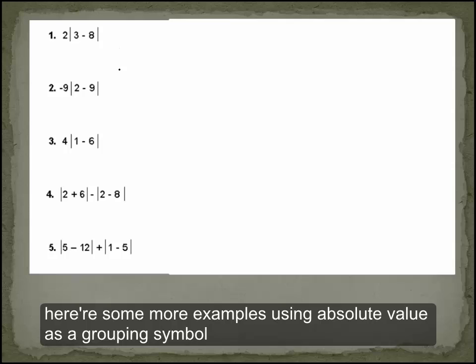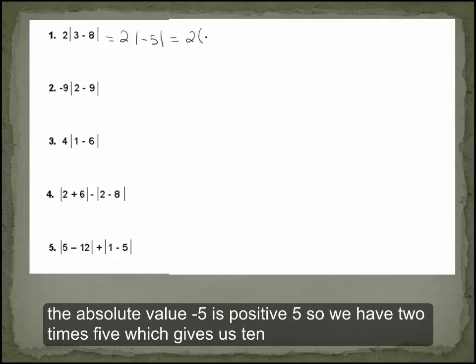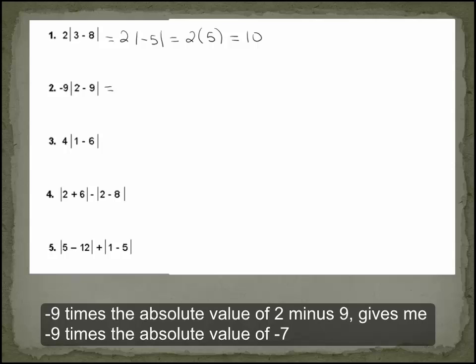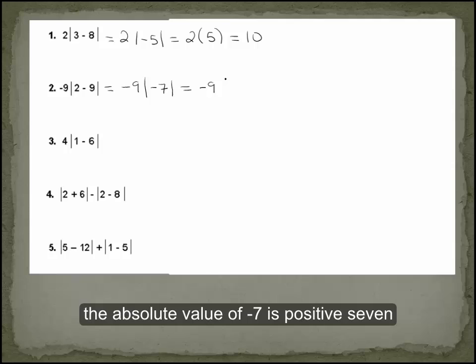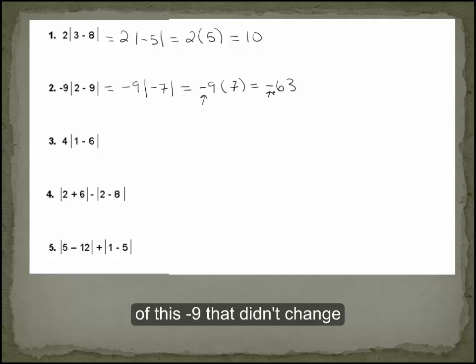Here's some more examples using absolute value as a grouping symbol. 2 times the absolute value of 3 minus 8 is 2 times the absolute value of negative 5. The absolute value of negative 5 is positive 5, so we have 2 times 5, which gives us 10. Negative 9 times the absolute value of 2 minus 9 gives me negative 9 times the absolute value of negative 7. The absolute value of negative 7 is positive 7. So I get a negative 63. Now in this case, I got a negative answer because of this negative 9. That didn't change.